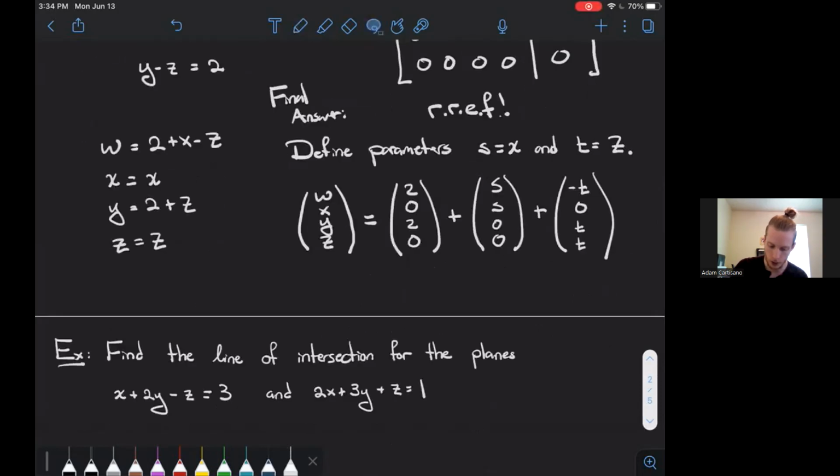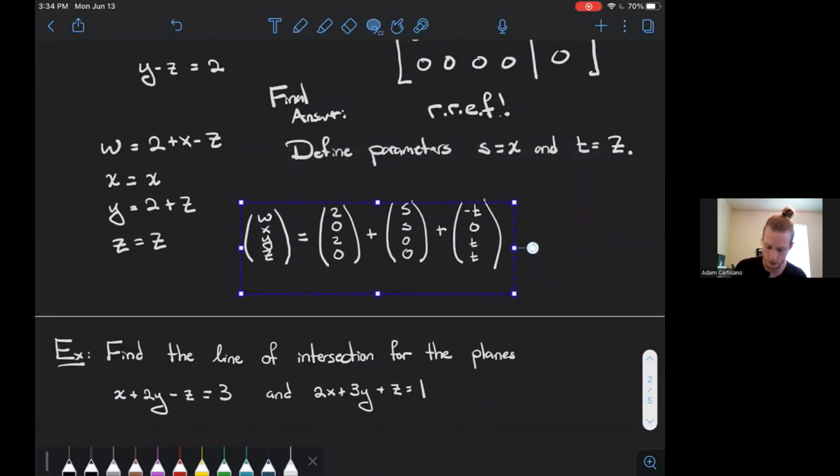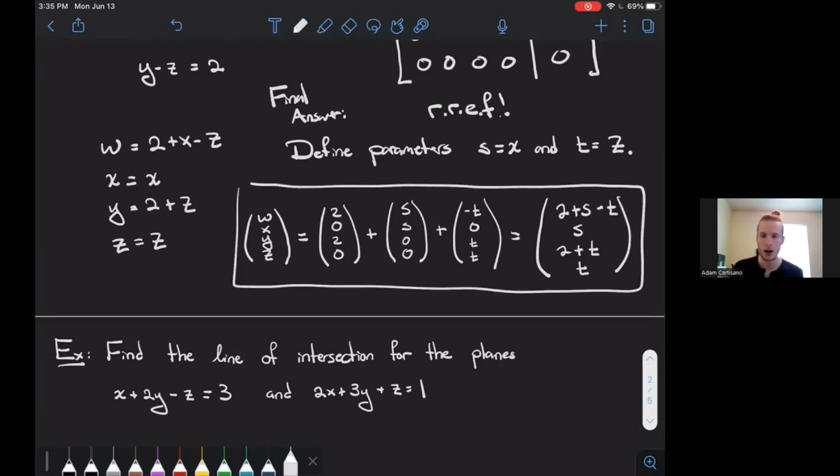Okay? You can also write it like this. 2 plus s minus t. You'll recognize that as a linear combination of these variables. 0 plus s, or plus 0. Okay, 2 plus t and t. Either one is acceptable. Both are a parametric description for the solution set.